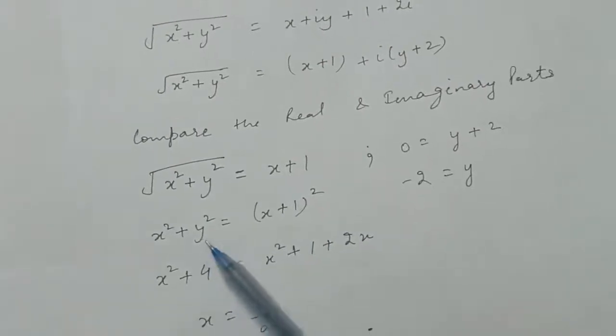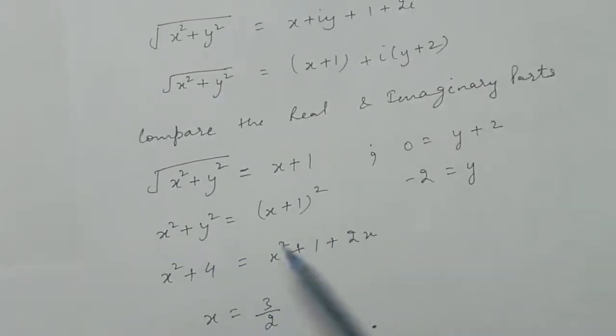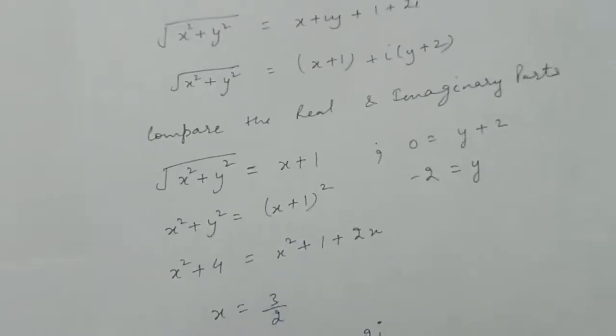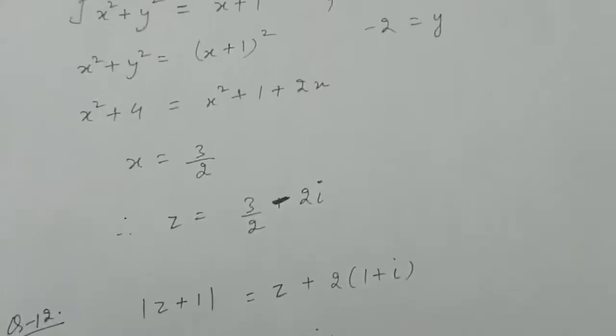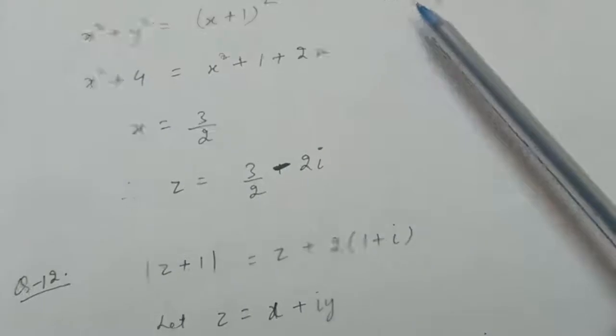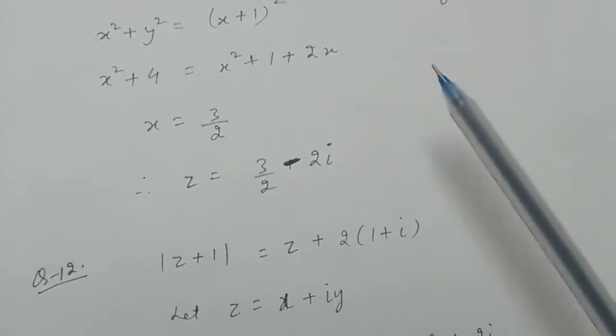Now in place of y square, I am using this value, write down 4 and open this square. Solve it, you will get the value of x as 3 by 2. Now see, you don't have to stop here after finding the values of x and y, because they have asked you to solve the equation.